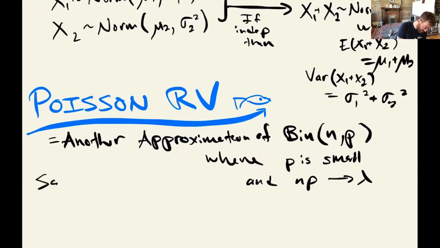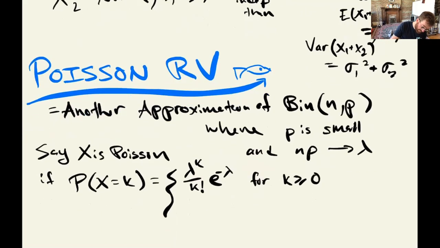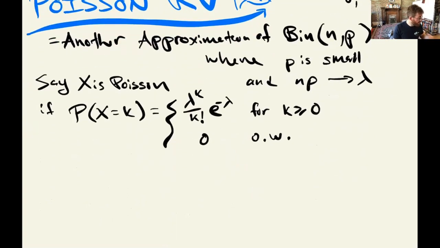So we say x is Poisson if the probability that x equals k is equal to lambda to the k over k factorial e to the minus lambda for k greater than or equal to 0, again, an integer, and 0 otherwise. So let me just go ahead and tell you some nice facts about the Poisson, namely that it has a standard deviation or mean. I'll write it down over there somewhere else.